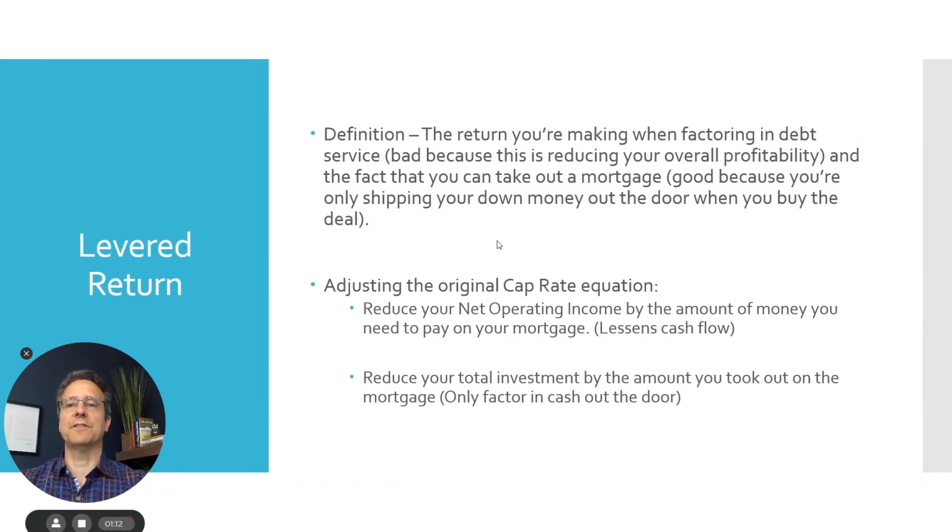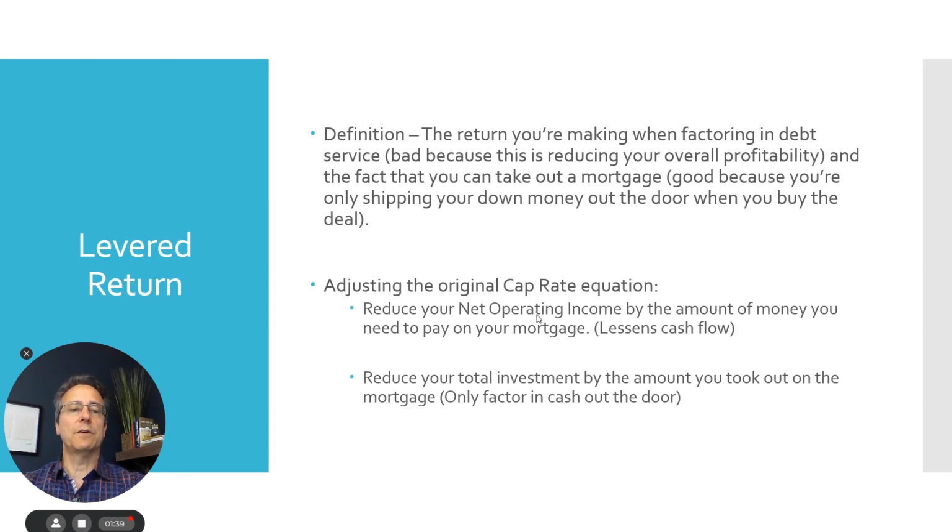Next, we'll look at levered return. And this is my definition, and it's basically the return you're making when factoring in debt service. And when you take in debt service, that's bad because it's reducing your actual rate of cash coming in the door. But then there's some goodness in the levered return calculation, and it's the fact that you can take out a mortgage. So, when you buy that $1 million property, you're not shipping $1 million out the door, but only your down money and your acquisition costs.